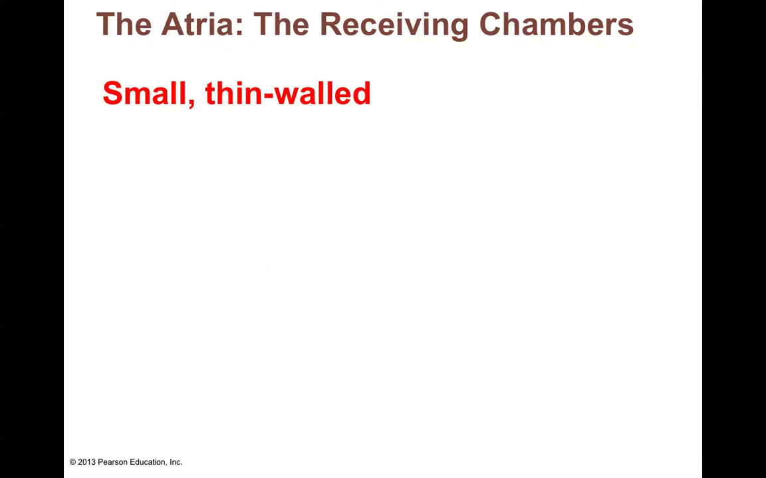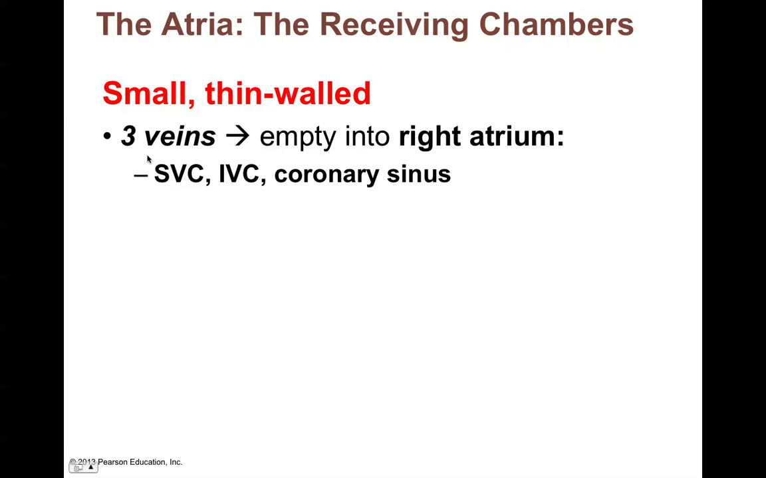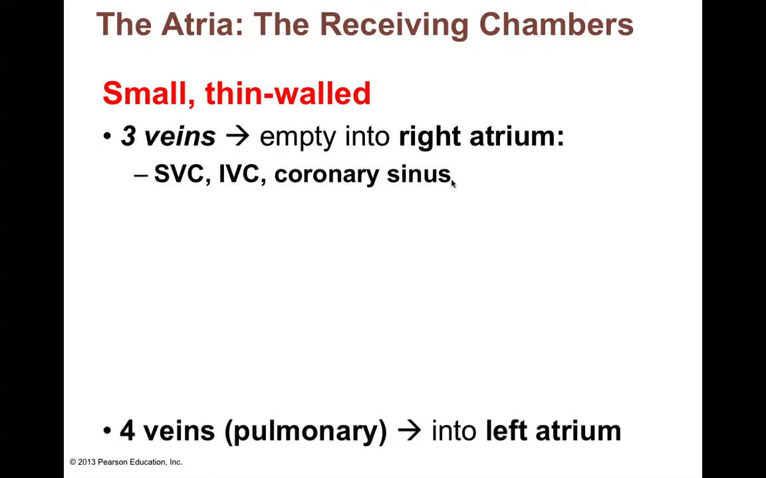The atria are the receiving chambers. They're very small and thin-walled, and there's actually 3 major veins that empty into the right atrium: the superior vena cava, the inferior vena cava, and the coronary sinus. There's also smaller cardiac veins that empty into this area, but on the heart models particularly, we can actually see the areas that indicate where the superior vena cava, the inferior vena cava, and the coronary sinus enter into the right atrium. This is all deoxygenated blood.